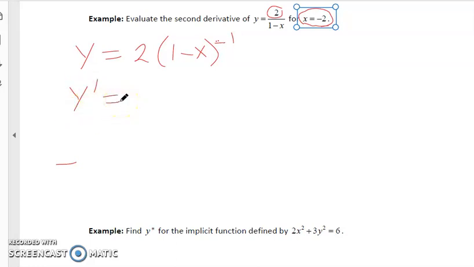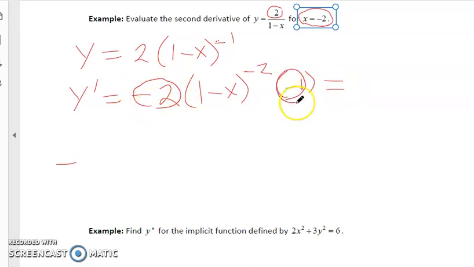All right, so negative 1 times 2 is negative 2 times 1 minus x. And then I subtract 1 from that negative 1, so now it's negative 2. And I then multiply that by the derivative of the inside part. That's my chain rule. So 1 minus x, well, what's in front of that x? Minus 1. There's the derivative of the inside part. Now if you wanted to, you could even simplify this a little bit by multiplying the negative 2 and the negative 1 together. So it's basically just 2 in front of 1 minus x to the negative 2. So that's your first derivative.